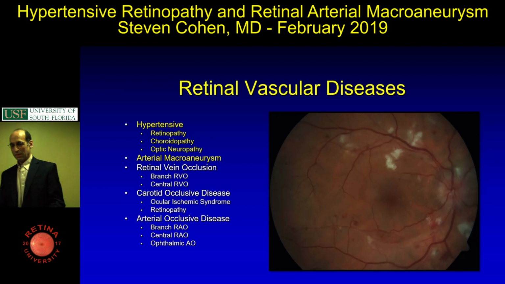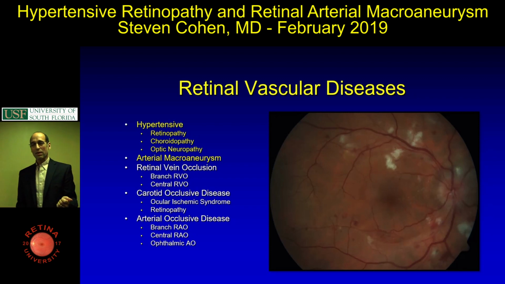So, oh goodness, I'm never going to be able to see it. The first one's hypertensive retinopathy, which is going to cover hypertensive retinopathy, choroidopathy, optic neuropathy, and arterial macroaneurysms. And is that okay? Can you still see me? Oh, no. You don't see me. Now you got to leave it on. The pictures aren't that moving for this.